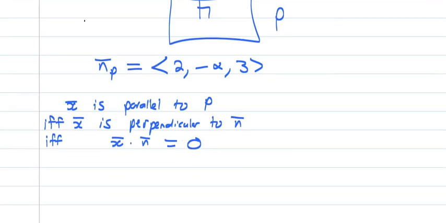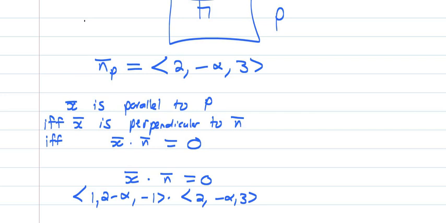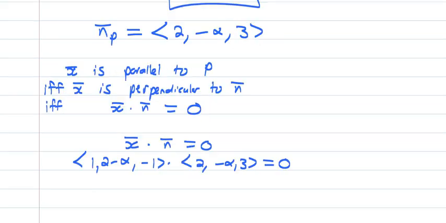Alright, and now we can do the mathematics. So x dot n, we want this to be 0. So vector x is the vector with components 1, 2 minus alpha, comma, minus 1. n is the vector 2, minus alpha, 3, that's equal to 0. And by now you must be excellent at working out dot products. So you multiply the first components, that is 2. You multiply the second components, so that becomes minus 2 alpha plus alpha squared. And you multiply the third components, minus 3, is equal to 0.